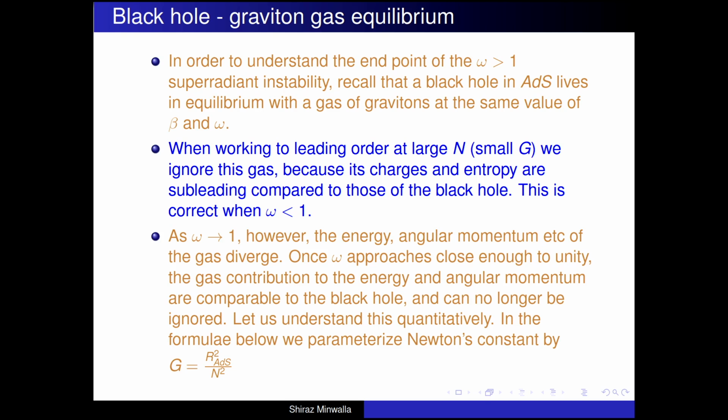Now, normally, if we're interested in large N physics, we ignore the gas, because the energy and angular momentum and everything else contained in the gas is order 1, while the energy and angular momentum and entropy contained in the black hole is order N squared. So in the large N limit, we forget about the gas. However, I've just argued that as omega approaches 1, the gas diverges. The energy in the gas, the angular momentum of the gas, and so on, diverges. So certainly, this neglect is unjustified as omega approaches 1.